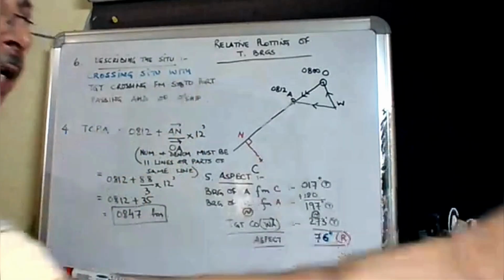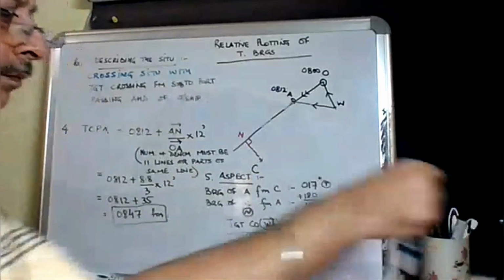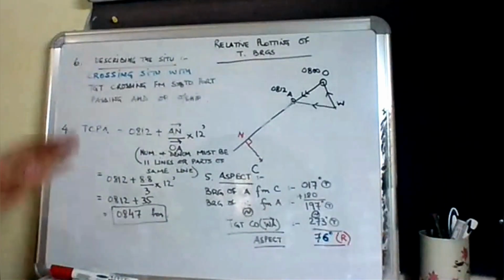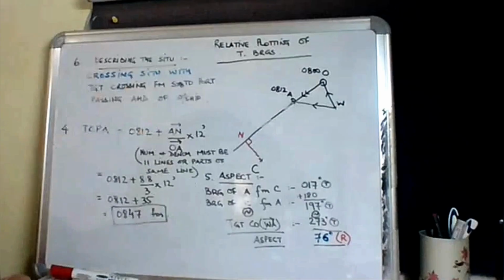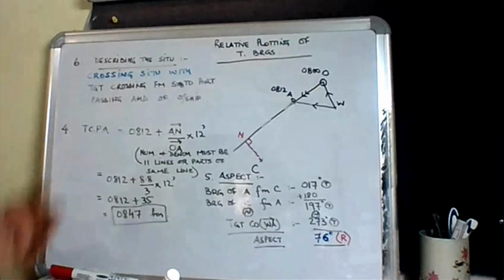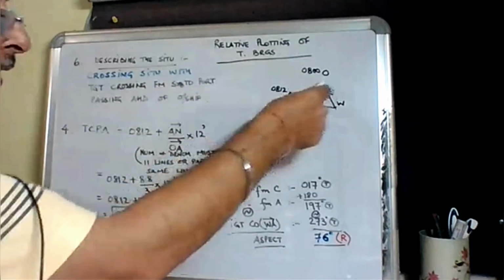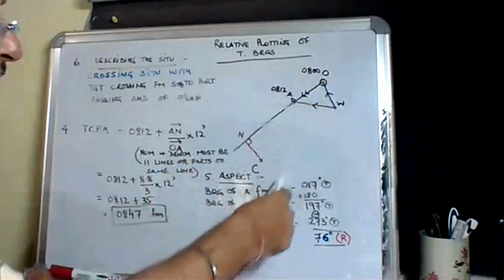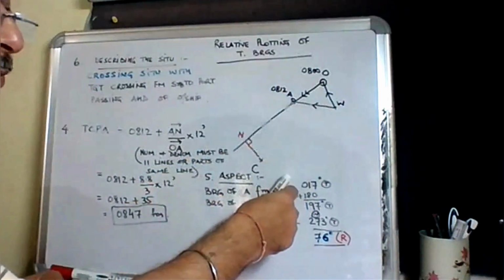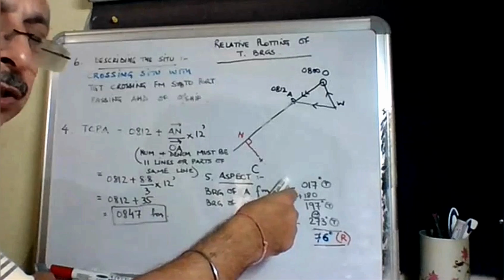So the target will pass ahead of me. This is known as the sixth item of reporting the target. That is also known as describing the situation, also called how is the target drawing? The target is going to pass ahead of me. If this line was passing astern of me, then I would have been passing ahead of the target. I would have been crossing ahead.